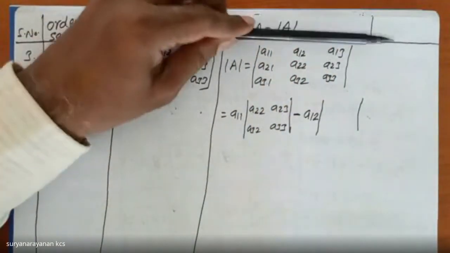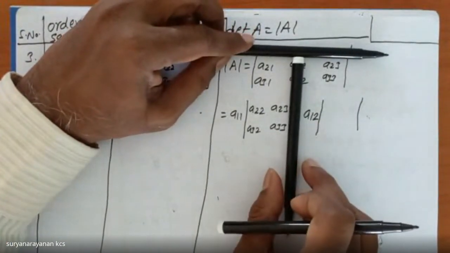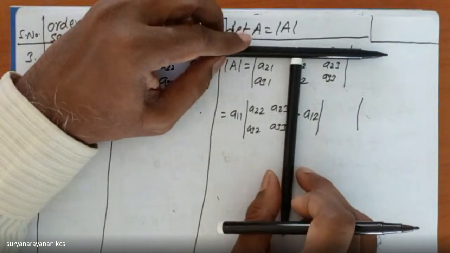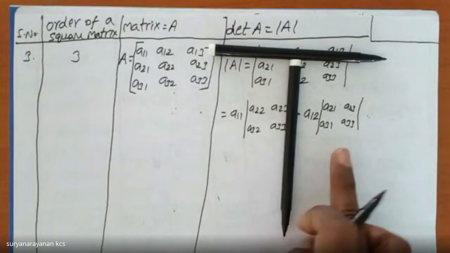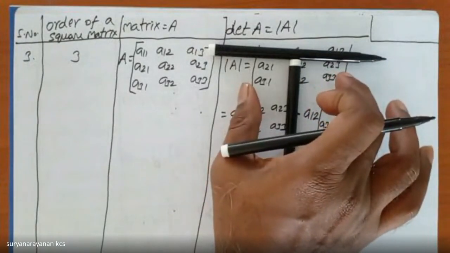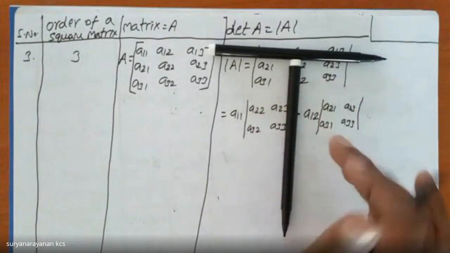So close the first row and second column. What are the elements left here? A21, A23, A31 and A33, sir. A31, A33. Okay. Just copy that part and paste here. Copy, paste like this.